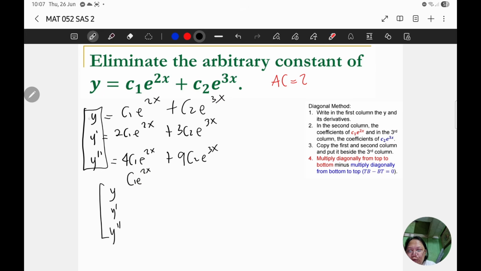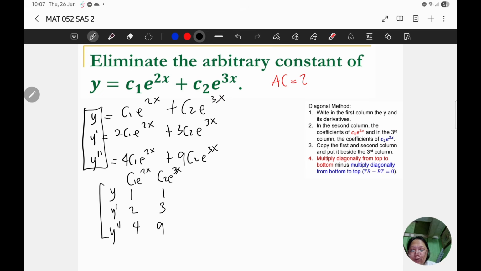So, what is the coefficient for the first equation? The coefficient is 1, right? For the second equation, the coefficient is 2. And for the third equation, the coefficient is 4. What is another common factor? The common factor is c sub 2 e to the 3x. Then you write down the coefficient. For the first equation, the coefficient for c sub 2 is 1. Second equation, the coefficient for c sub 2 e to the 3x is 3. And for the third equation, the coefficient for c sub 2 e to the 3x is 9.